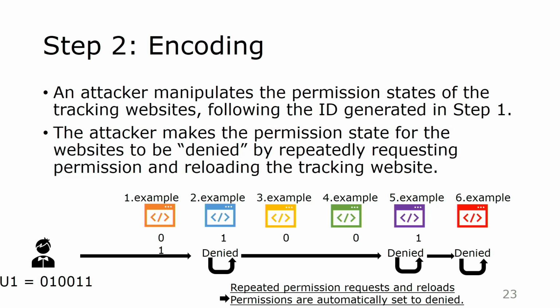In this case, the user ID is 010011. This means that the second, fifth, and sixth digits of the user ID are set to 1. In this case, the attacker sets the target browser's permission state to denied for the second, fifth, and sixth tracking websites. We found that it was possible to set the permission state to denied by repeatedly requesting permission and reloading via JavaScript. An attacker can use this implementation to set the permission state for a tracking website to denied.